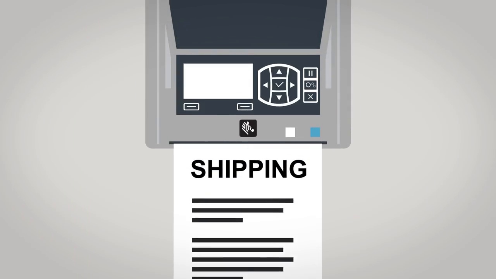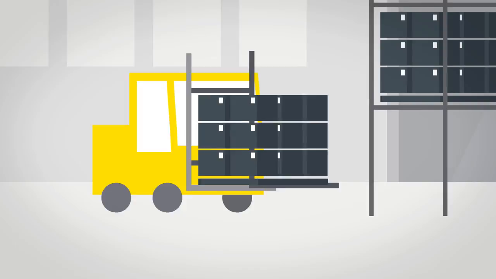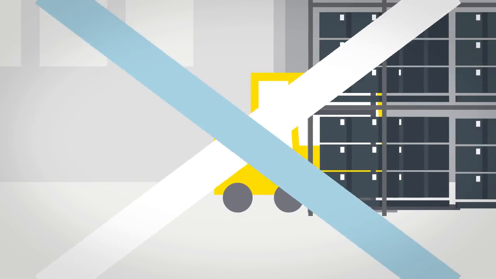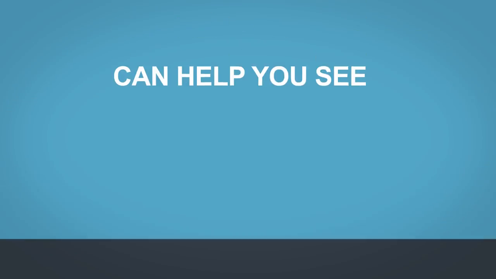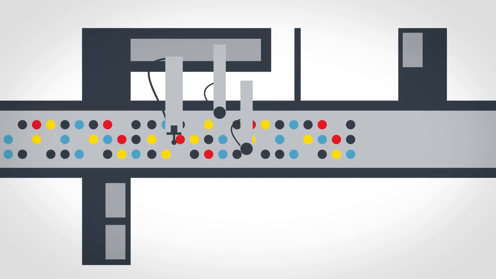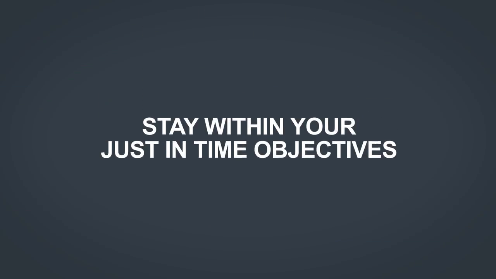It's given a finished product digital ID tag, shipping labels are automatically printed, and it's moved to a holding area in Goods Out. Whatever you are making, our proven track and trace technology can help you see how your line's running, reduce downtime, enhance quality, and stay within your just-in-time objectives always.